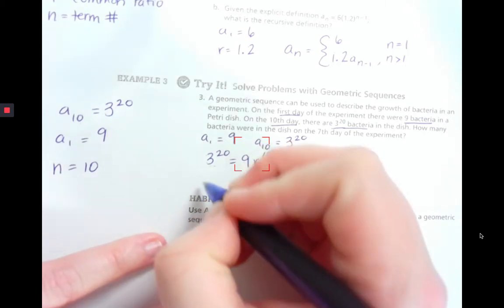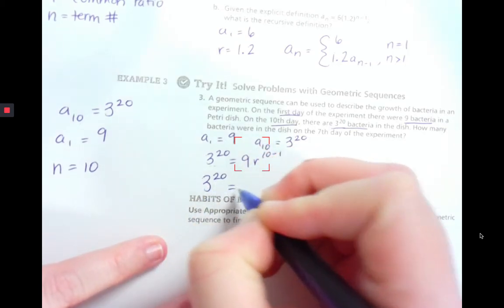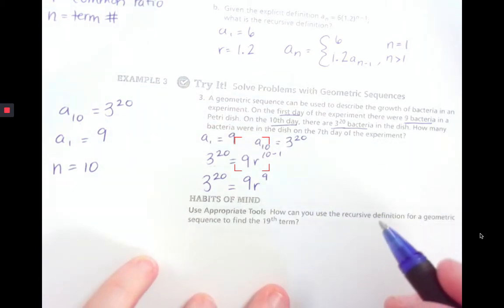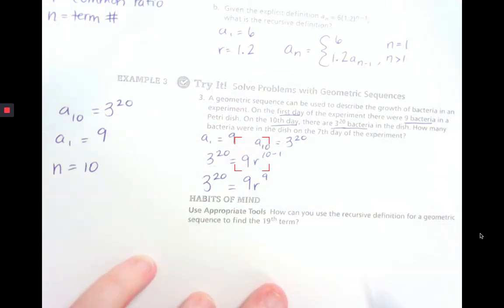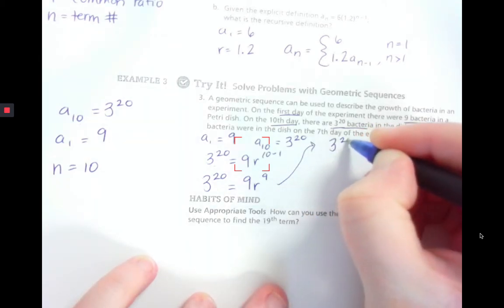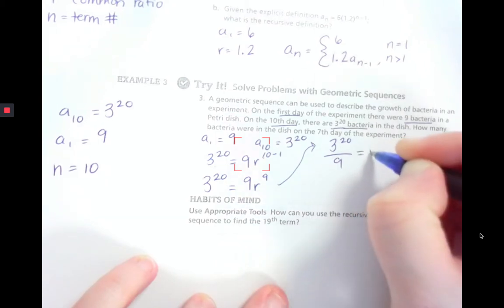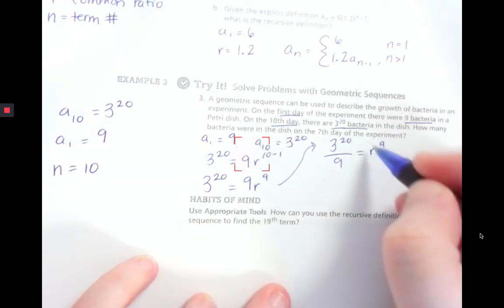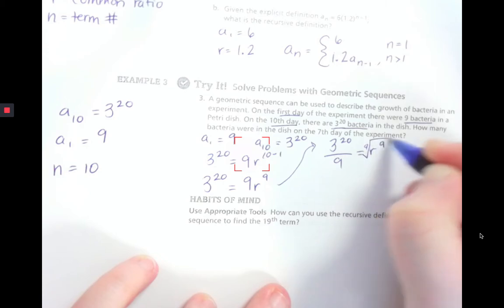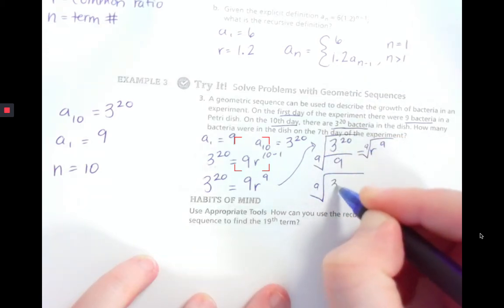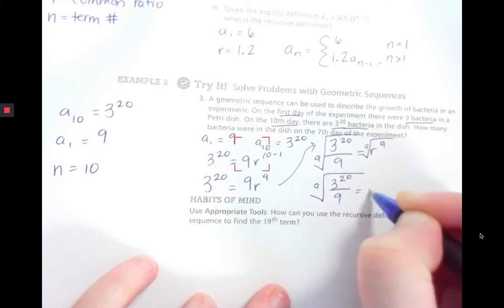Well, that now leaves me with 3 to the 20th power is equal to 9 times r to the 9th power. We'll bring it over here for us. So that means that 3 to the 20th divided by 9 is equal to r to the 9th power. Right? Are y'all still with me? And then to get r by itself, we're going to take the 9th root. So the ninth root of 3 to the 20th power over 9 is equal to r.